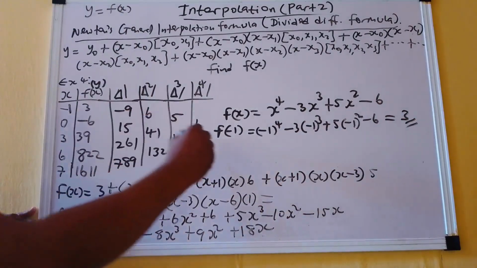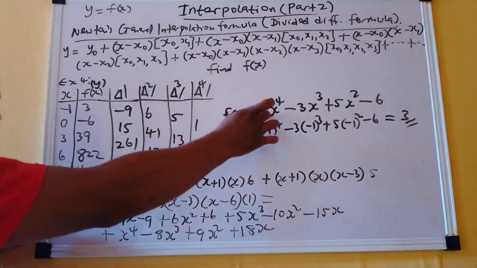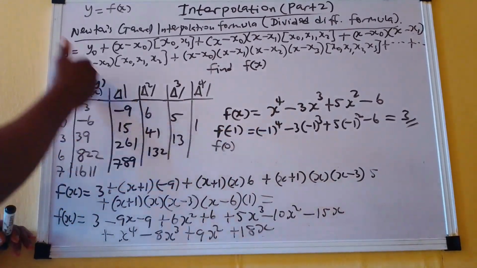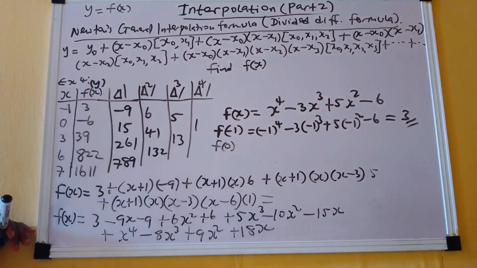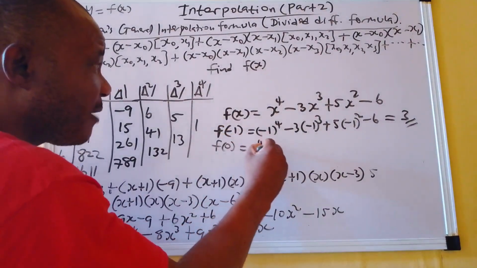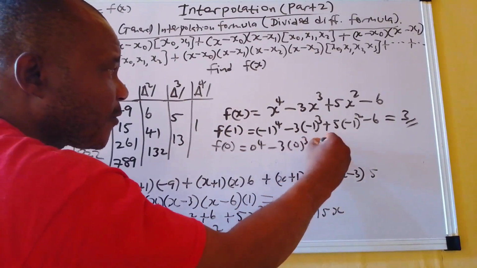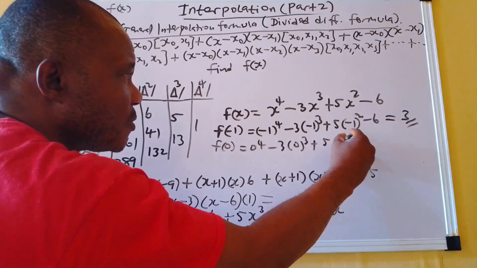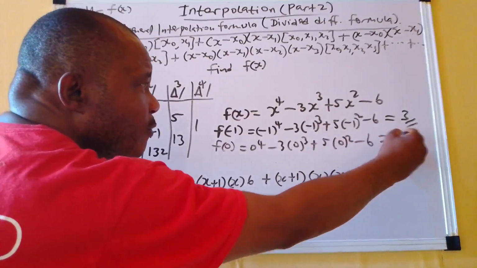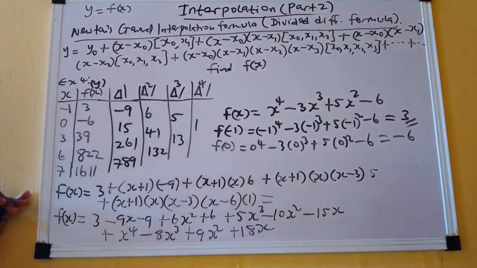If you want to try f of 0, you can see that this particular polynomial represents this data set very well. If you want to get f of 0, it's going to be 0 raised to the power 4 minus 3 into 0 raised to the power 3 plus 5 into 0 square minus 6, and this will give you minus 6. You see it here, when x is 0, y is minus 6.